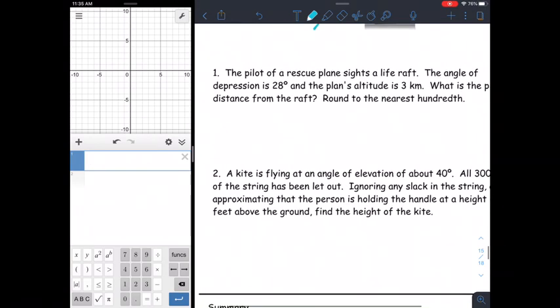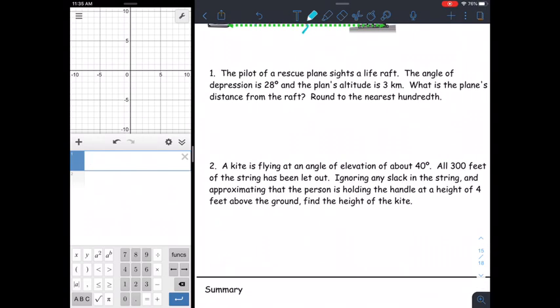Okay, so we've got our pilot with a rescue plane and a life raft. I'm going to go ahead and draw out my right triangle. Please draw these triangles. I promise it will be to your benefit in helping you set things up. So here is my plane, here is my raft, and it tells me that the plane's altitude is 3 kilometers and that our angle of depression is 28 degrees. Remember that that is always from the horizon.